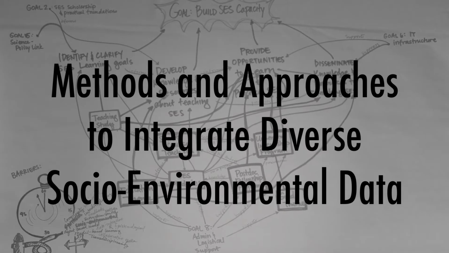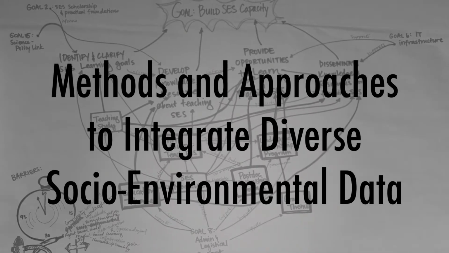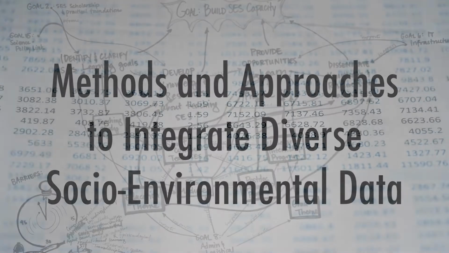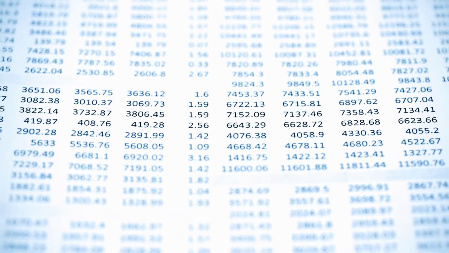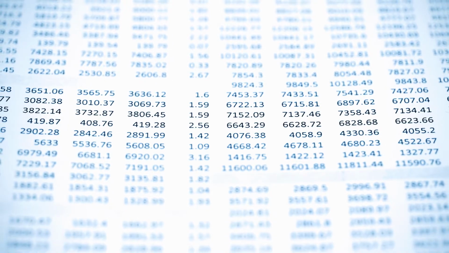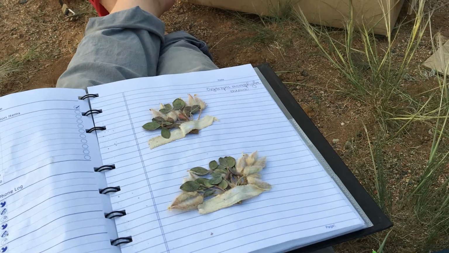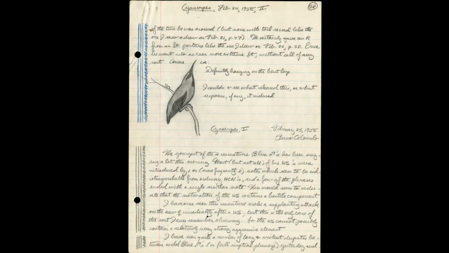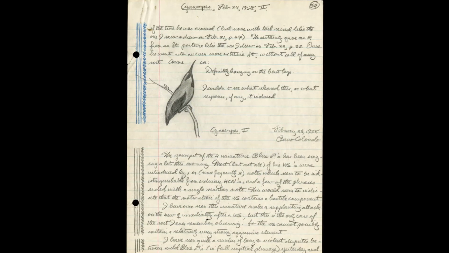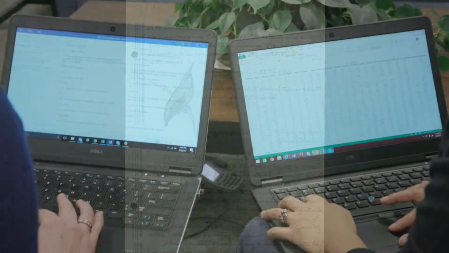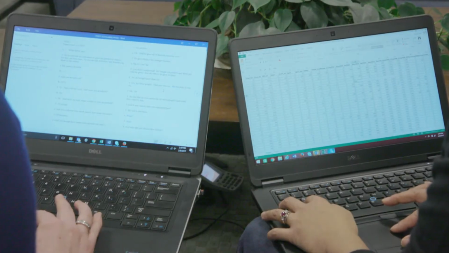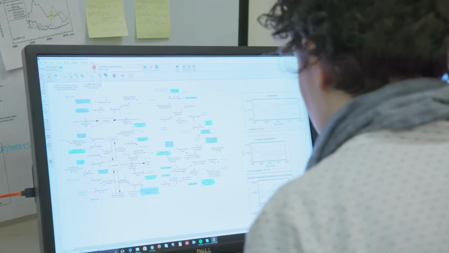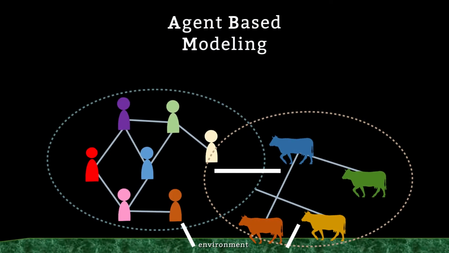In this video, we provide an overview of the diverse types of data and methods used in socio-environmental synthesis. Heterogeneous data from across the natural and social sciences forms the basis of socio-environmental synthesis, and we discuss in particular the increased interest in integrating qualitative and quantitative data. Common methods include statistical and spatially explicit modeling, dynamical systems modeling, and agent-based modeling.